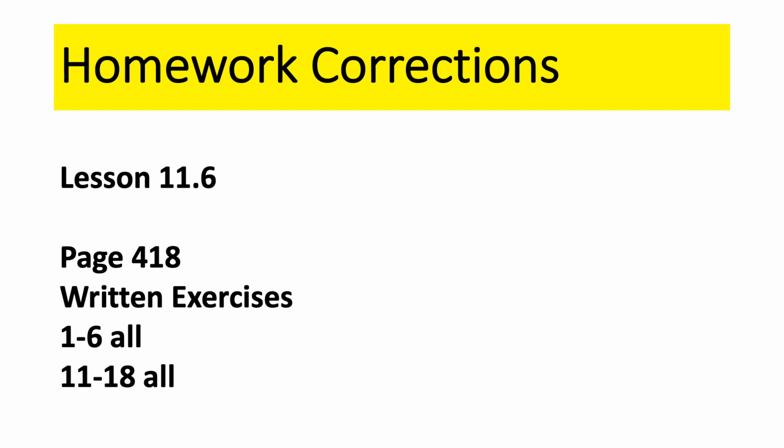So number 15, the probability is 5 over 18. The odds are 13 to 5. Number 16, the probability is 2 over 9. And the odds are 7 to 2. Number 17, probability is 13 over 36. And the odds are 23 to 13. Number 18, the probability is 7 over 18, and the odds are 11 to 7.